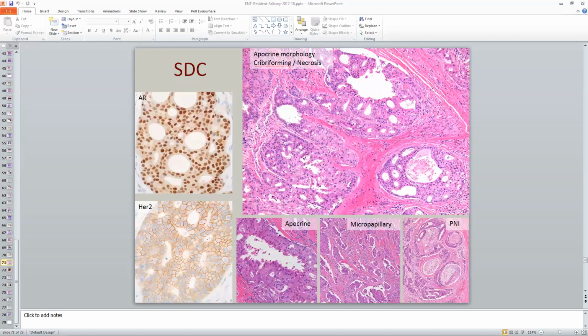So in this case, the salivary duct has these large nests with central necrosis, with again some punched out or cribriform types of spaces, but very nice nuclear expression of androgen receptor and membranous expression of HER2. So commonly seen in salivary duct, but again, this apocrine morphology that resembles a breast type of carcinoma.